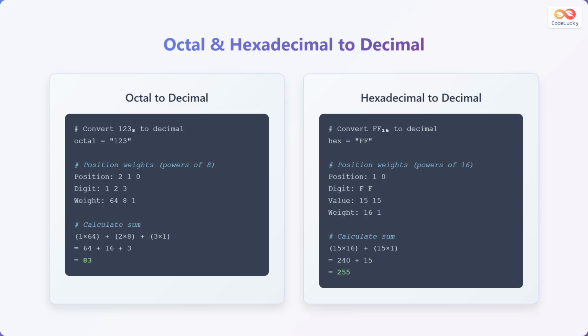resulting in 83. To convert a hexadecimal number to a decimal number, consider the hexadecimal number FF with base 16. Assign position weights which are powers of 16 starting from the rightmost digit. The positions are 1 and 0. The digits are F and F. The corresponding values are 15 and 15. The corresponding weights are 16 and 1. Calculate the sum by multiplying each digit by its weight and adding the results. This is 15 times 16 plus 15 times 1, which equals 240 plus 15, resulting in 255.